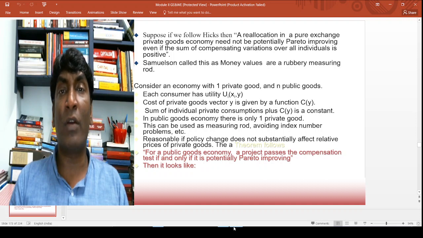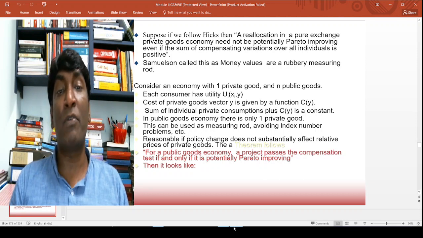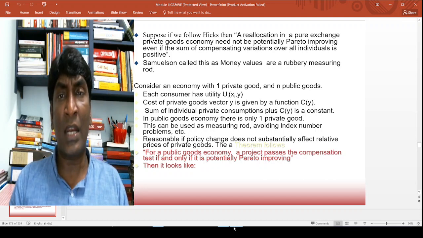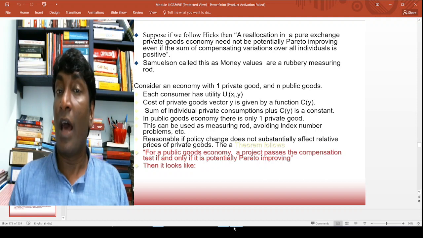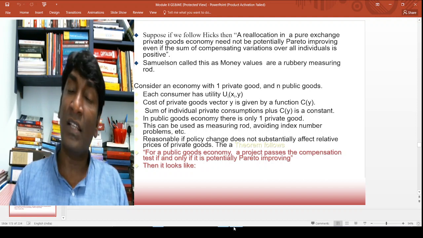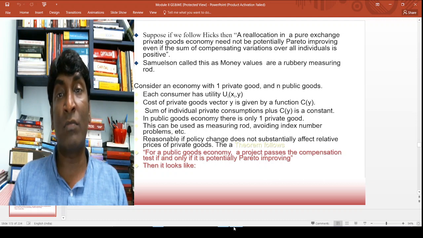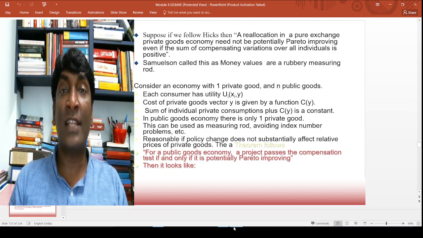And this is also true in the real world. From that point, let's move to the other issues. Suppose we follow Hicks, that is a loser, then a reallocation in a pure exchange private good economy need not be potentially Pareto improving, even if the sum of compensating variation over all individuals is positive. So I don't quite understand what Hicks was trying to convince all of us. However, it doesn't mean that it is irrelevant in that context. That makes sense. But the problem is that the Kaldorian proposition is more amenable, in a conceptual sense as well as from a real world policy making perspective, and more appealing than what Hicks tried to point out.